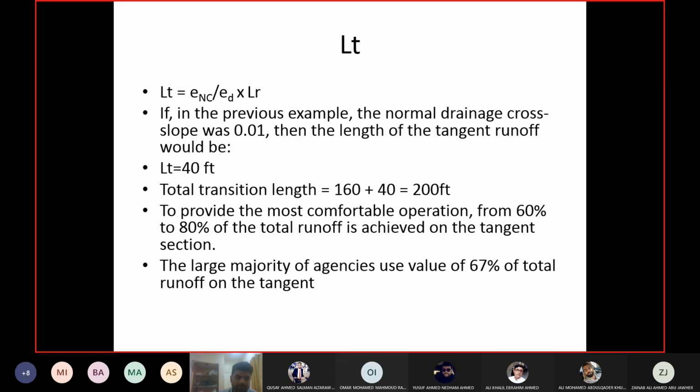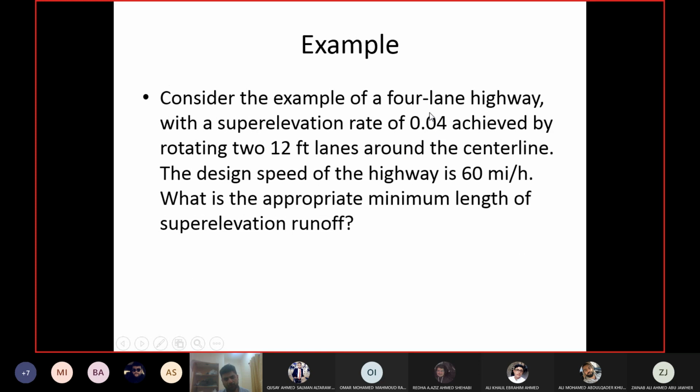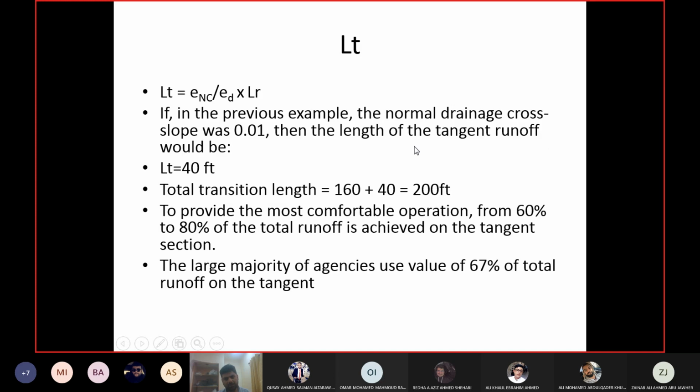Yes, go ahead. Doctor, from where did we get the 40? From this equation. ENC is 0.01. We are doing it for the previous example, so ED is already given. LR you calculated as 160 feet. So in this equation I needed ED, LR and ENC, and ENC is given as 0.01.